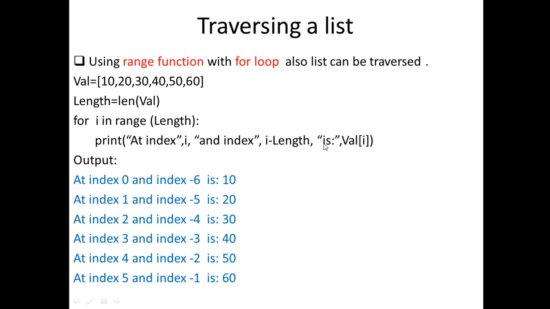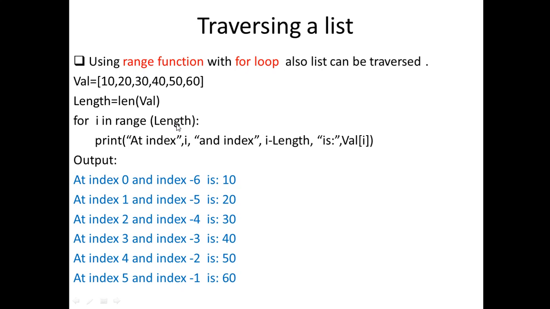Okay, so if you write print at index I and index I minus length each val I, what is the meaning of this statement, which comes as the body of the for loop? The very first value of I will be 0. I have already told you, the range function starts by default with 0 if no start value is provided as an argument, and it will go on till stop minus 1 or end minus 1.